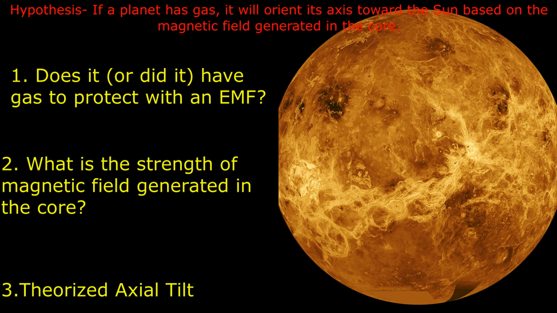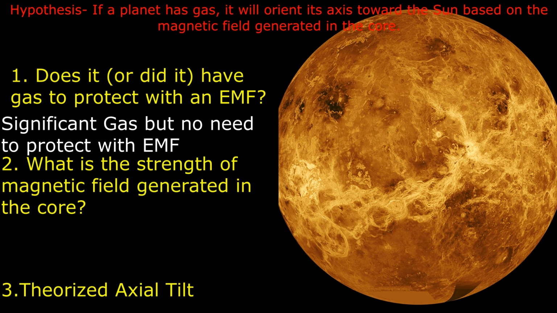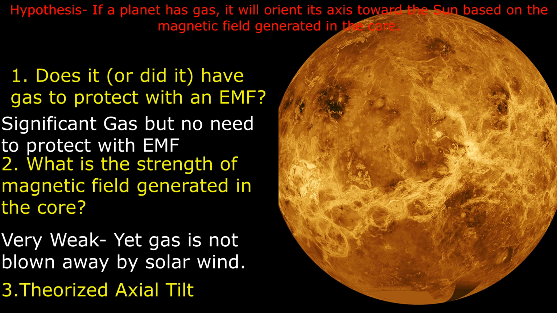Venus is really, really weird. Why? Well, if you know anything about it, it's really close to the sun, and yet it does have gas to protect. It has actually a significant amount of gas, but it doesn't need an EMF. Why? Well, the gas is not being blown away. It has no magnetic field, and yet the gas is not being blown away. I have no idea. But that means I would still have to say there's no axial tilt. So the core, even though it's really tiny, it should still not be tilted because it doesn't need anything from the sun.